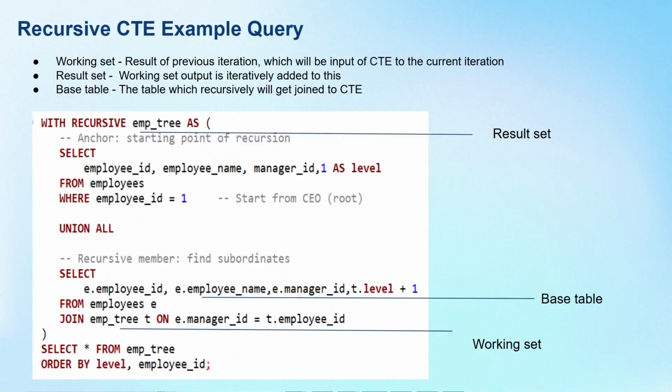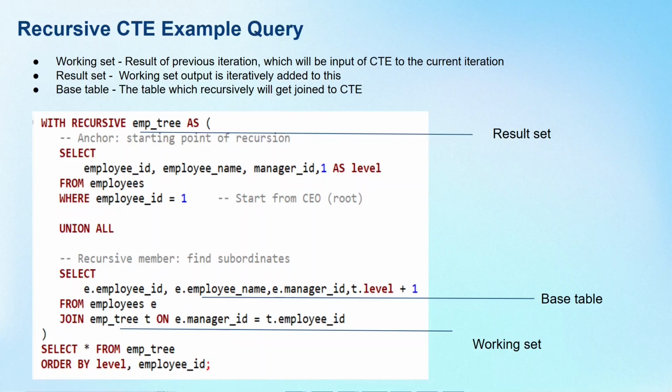Now let's look at the execution of this CTE in more detail. During the execution, the CTE uses three datasets. For our understanding, we can use the following terminology: working set, which contains the result of the previous iteration, which will be the input of the CTE to the current iteration; result set, which will have the working set output iteratively added to it; and the base table, the table which recursively will get joined to the CTE. Let's look at the steps in detail.